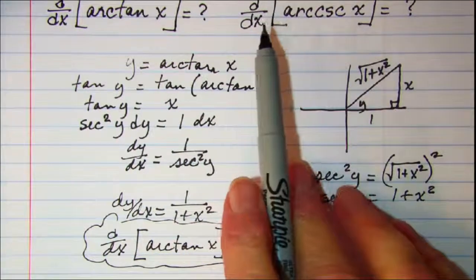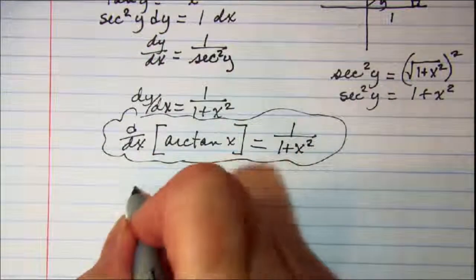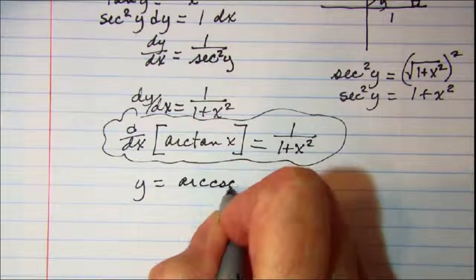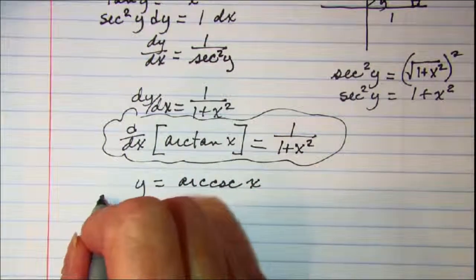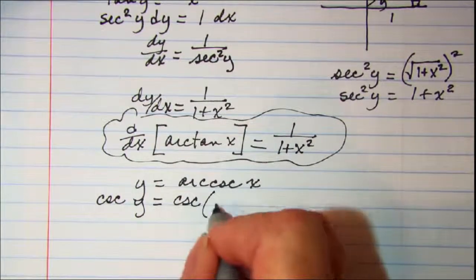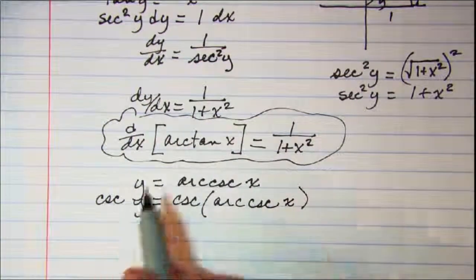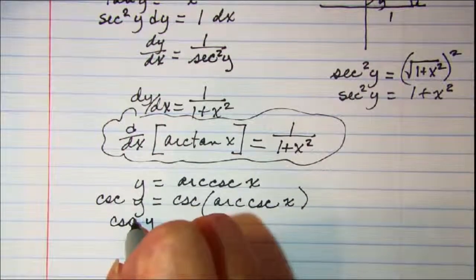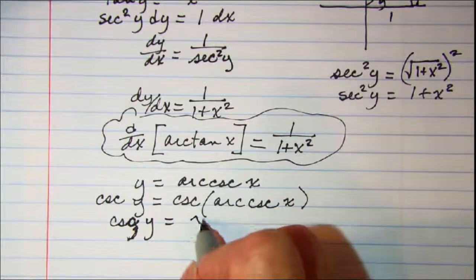Now let's do the derivative of arccosecant. Again, we're going to let y equal arccosecant x. And then if we take the cosecant of both sides, on the left we have cosecant y, equals x on the right side.